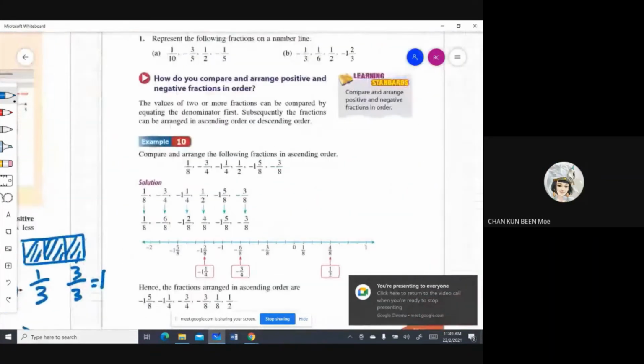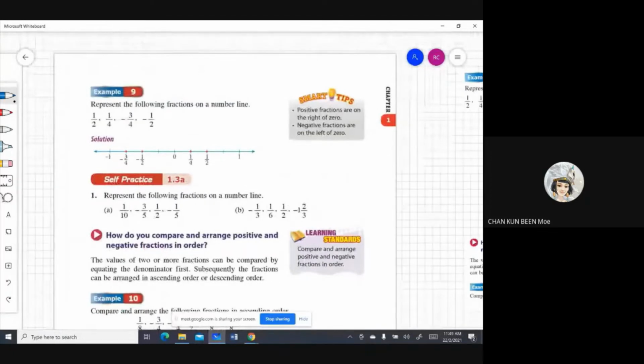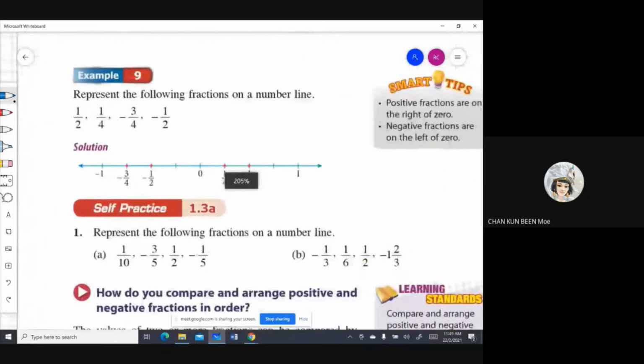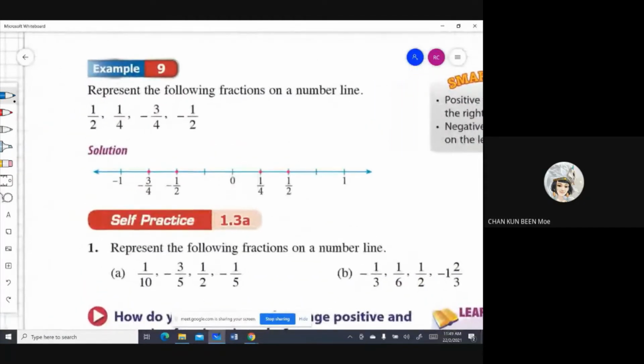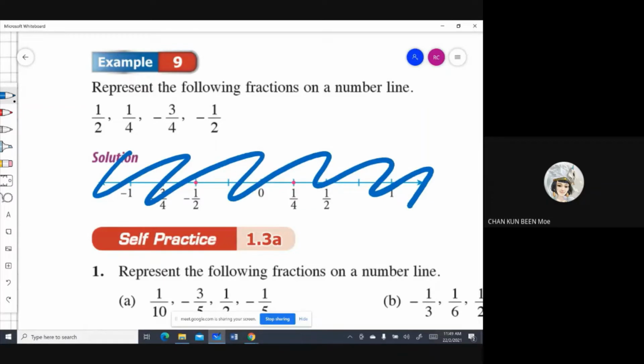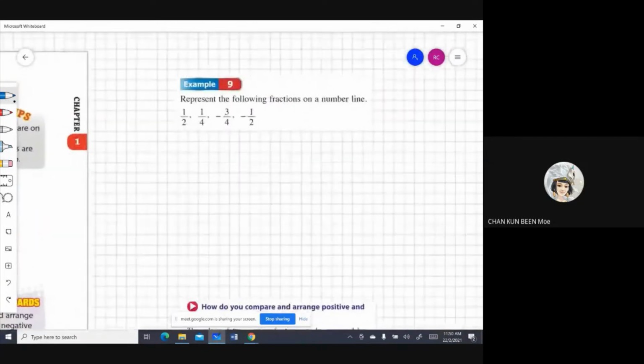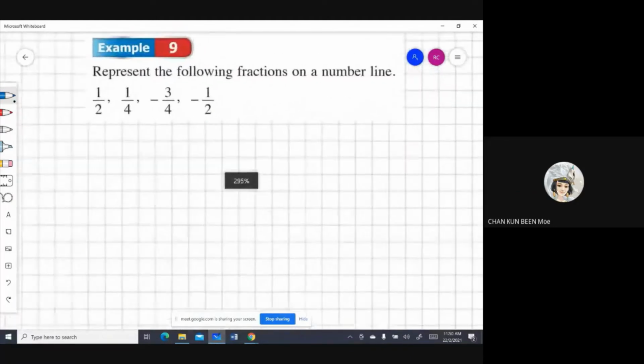This is the example in your textbook. Example 9. I make it bigger so that you can see. Without looking at the answer, don't look at this answer first. Represent the following fractions on a number line. So you have to look at the fraction carefully. Okay, I move it to the right because I already crop it out. We do it together. This is the one.